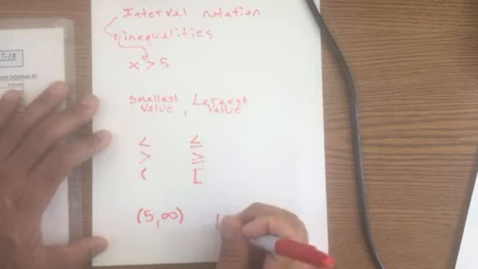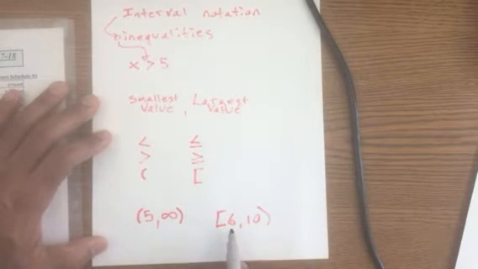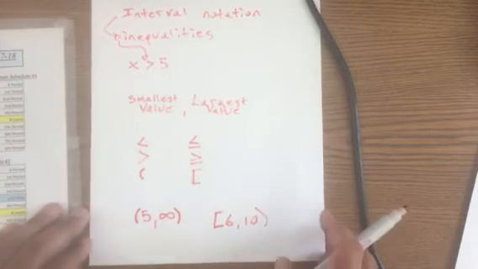So just showing you another example, this shows me that x is every number from 6 to 10. 6 is included and 10 is not included. So that's how we would want to read these out, okay?